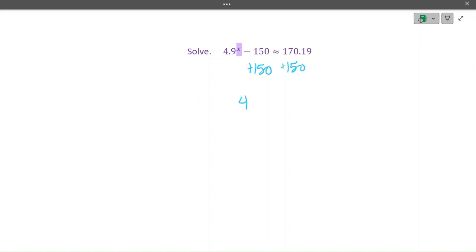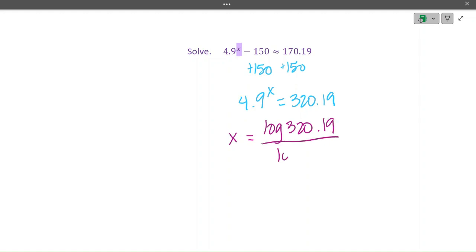And when I do that, I'm left with 4.9 to the power of x equals 320.19. The good news here, this is exactly the form I need my equation in order to use the logarithmic change of base property. So remember, 4.9 is my base, 320.19 is my non-base. So I'm going to go ahead and let my exponent, x, be equal to the log of my non-base, which is 320.19, divided by the log of my base.